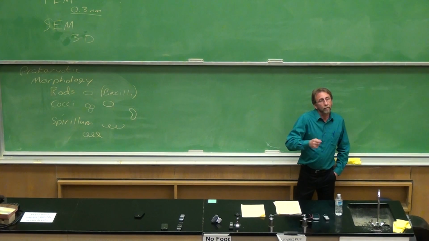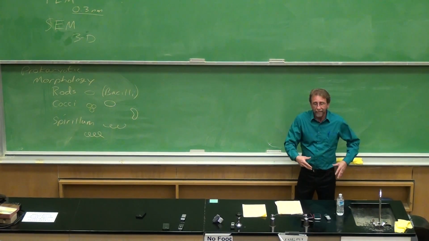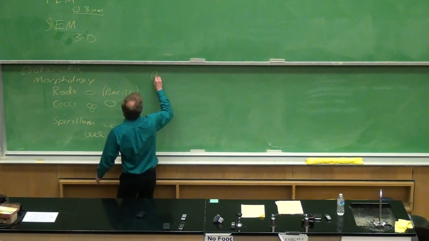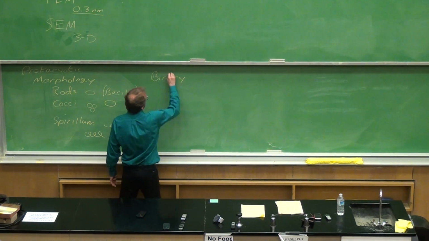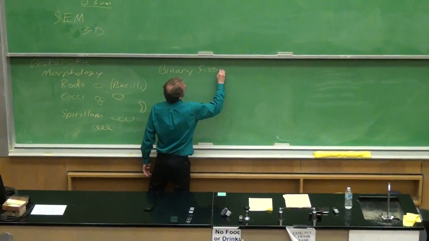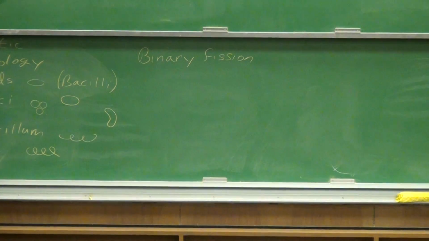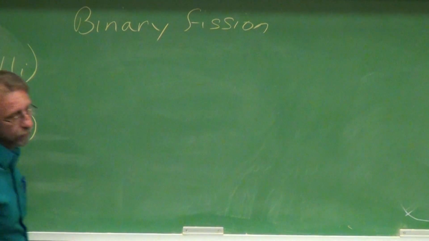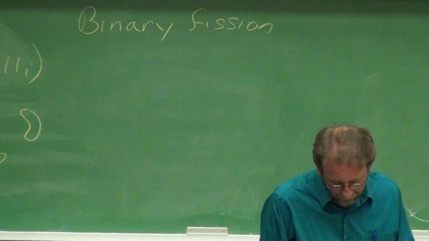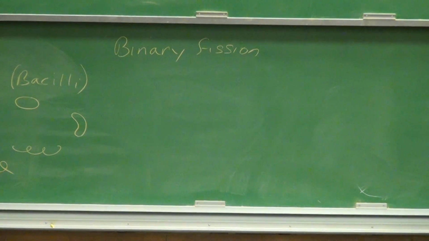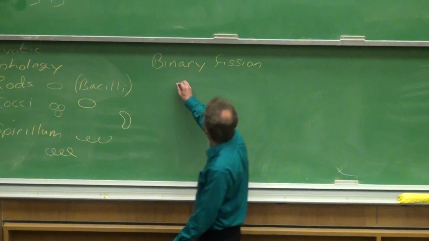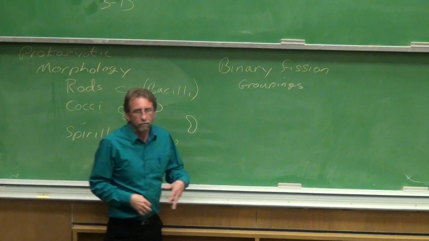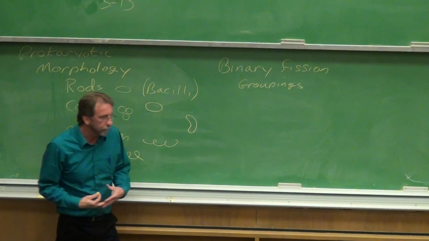The other thing that we can talk about with regards to morphology is how the cells cluster together. Now we know that when bacteria reproduce, they do so by a process called binary fission. Essentially, the bacteria just split into two. They increase in size, they replicate their genetic material, and then they split in two. Well, this can cause certain groupings to occur depending on the dividing and the process here.